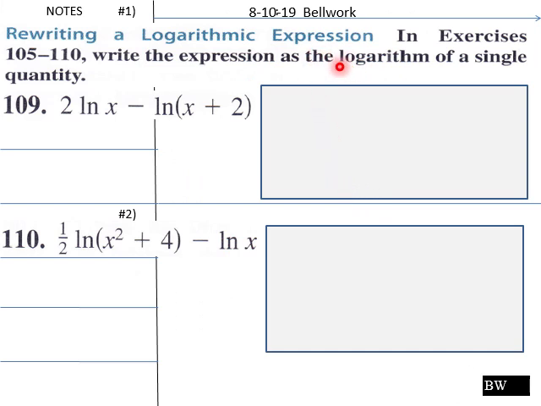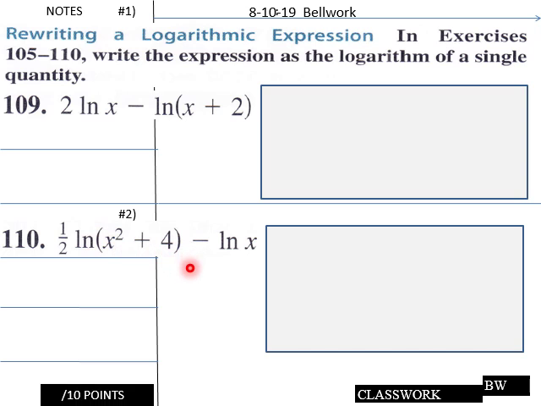And today's bell work, students, teachers: write the expression as the logarithm of a single quantity here. Write the expression as a single logarithmic quantity down here. Give your students 5 minutes, teachers, turn off the video, and see you in 5 minutes.